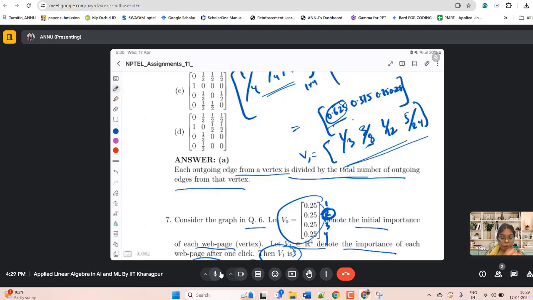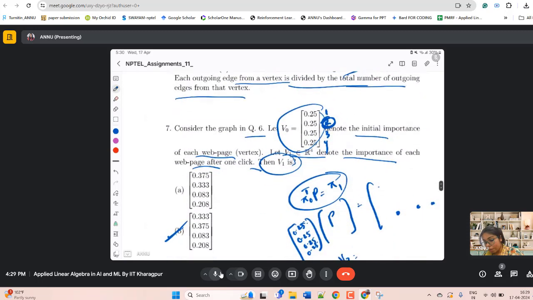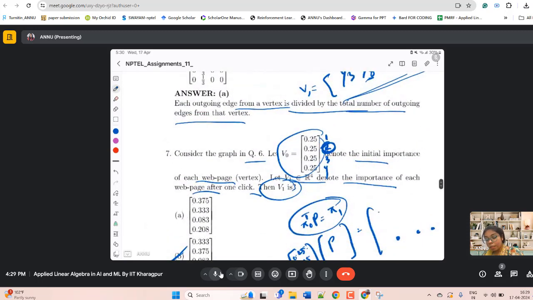Okay, so I'm telling you one of the formulas which is very important. Using this formula you can tell: pi 0 transpose P equals pi 1. So what does this mean? The initial importance vector transposed, multiplied by P, which is the probability transition matrix, equals pi 1. Using this, you need to calculate the importance. Maybe after pi 1, pi 2, pi 3, you need to multiply multiple number of times.